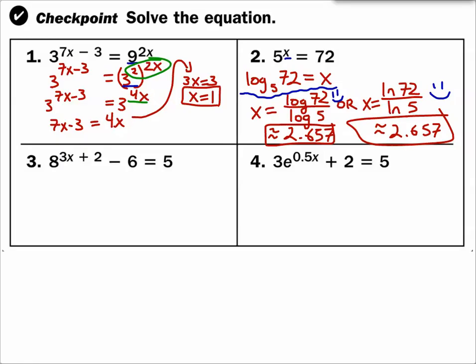Okay, number 3 is a little more complex than number 2, although it really does work off the same basic ideas. Try that one on your own. I'll still be here.